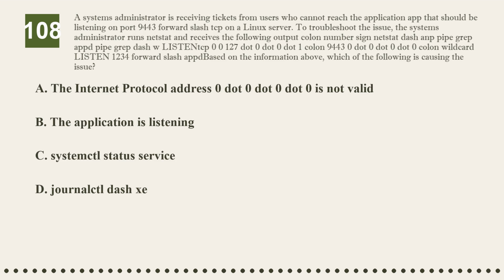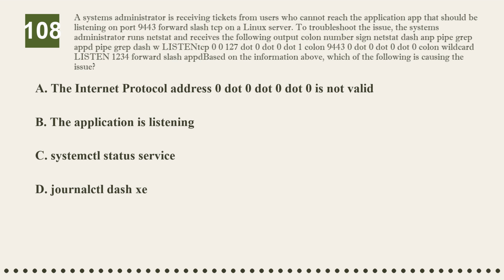Question 108. A systems administrator is receiving tickets from users who cannot reach the application app that should be listening on port 9443/TCP on a Linux server. To troubleshoot the issue, the systems administrator runs netstat and receives the following output: netstat -anp | grep upt | grep -w LISTEN, tcp 0 0 127.0.0.1:9443 0.0.0.0:* LISTEN 1234/upt. Based on the information above, which of the following is causing the issue?